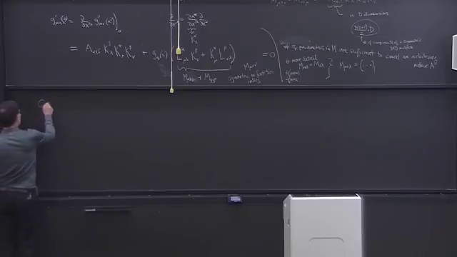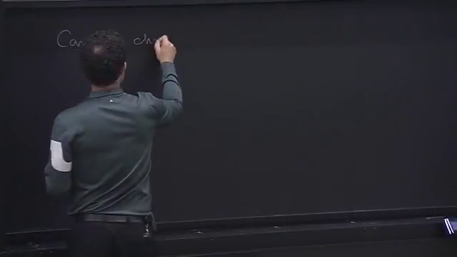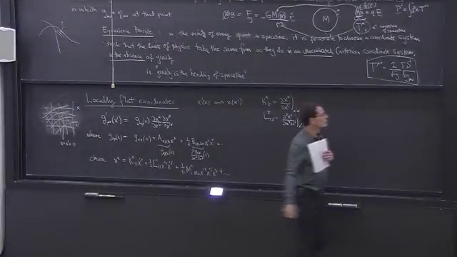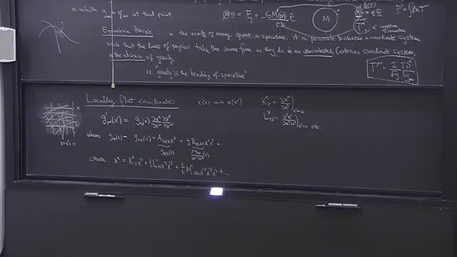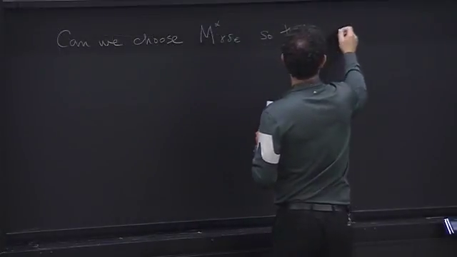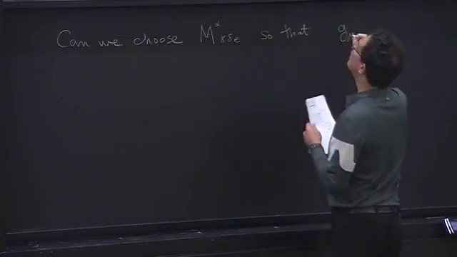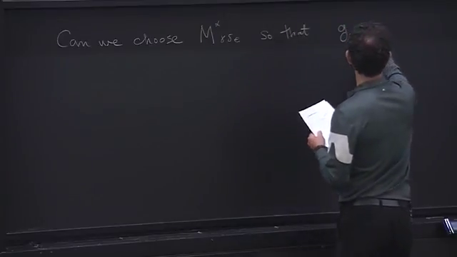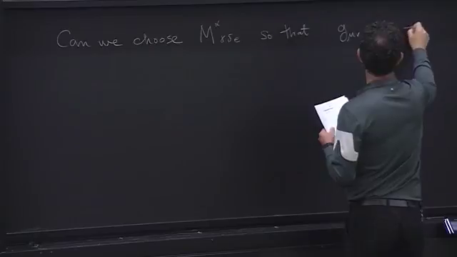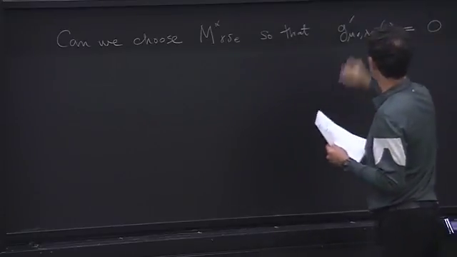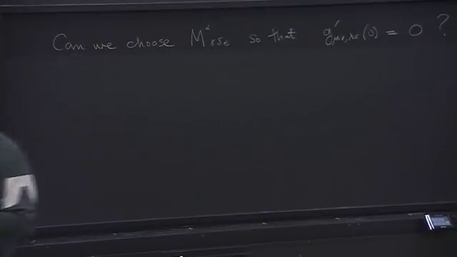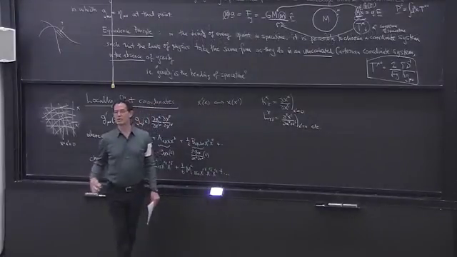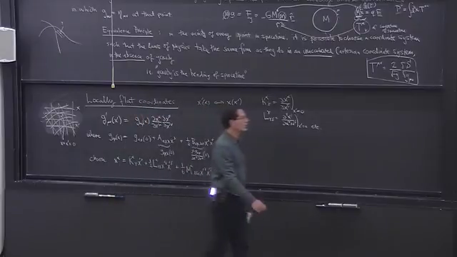So the question is, can we choose the next set of parameters, these m's, the M alpha gamma delta epsilon, so that the second derivative g mu nu comma lambda sigma of 0 equals 0, g prime. Can I choose the next freedom in coordinate transformations to make the second derivatives of the metric 0?